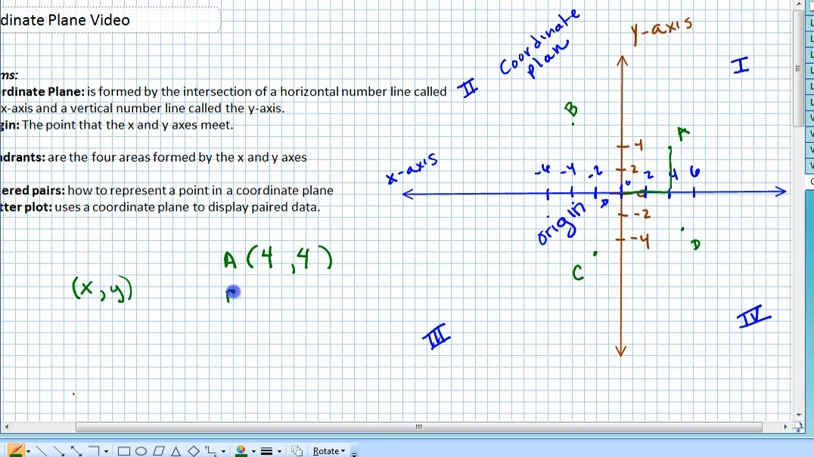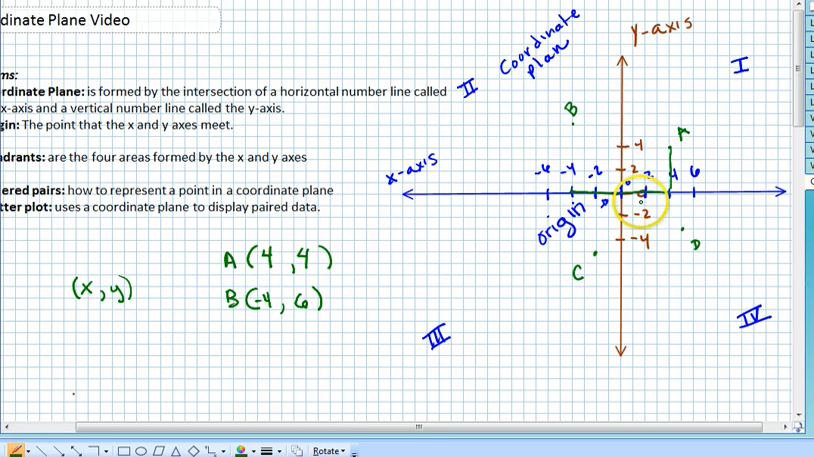Let's find point B. This time I'm having to go to the left of 0 on my x-axis. That means my number is going to be negative. You can see here this is 4, so I'm going to have to go over 4 spaces. But it's negative 4 because I went left. Now, again I have to go up. So I'm going to go up 1, 2, 3, 4, 5, 6. So I went up 6 spaces, so my y-coordinate is 6. So the directions, or the ordered pair for point B, is negative 4, 6.